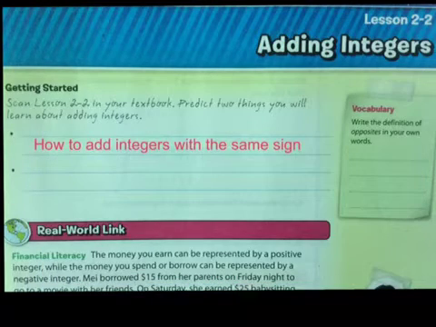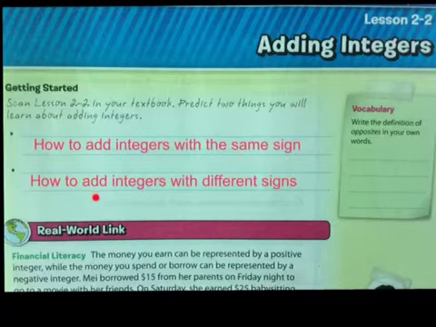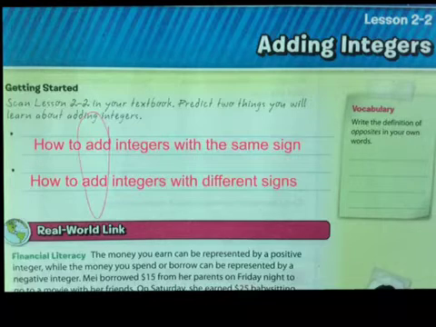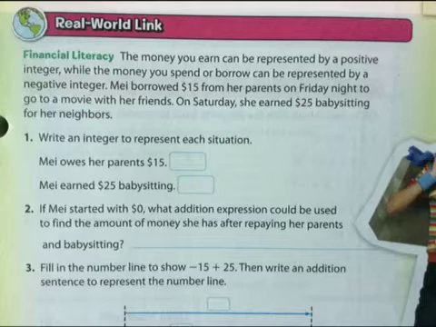So again, we're going to look at how to add integers with the same sign and how to add integers with different signs. But essentially, we're looking at the same thing, which is adding integers. How does this apply to the real world? The money you earn can be represented by a positive integer. The money we get is positive, while the money you spend or borrow can be represented by a negative integer. Remember borrowing from a credit card?